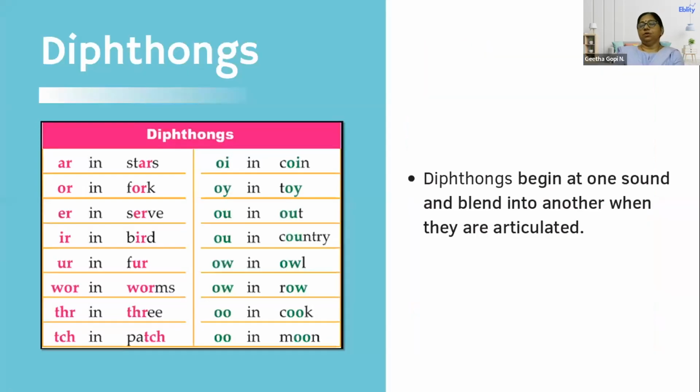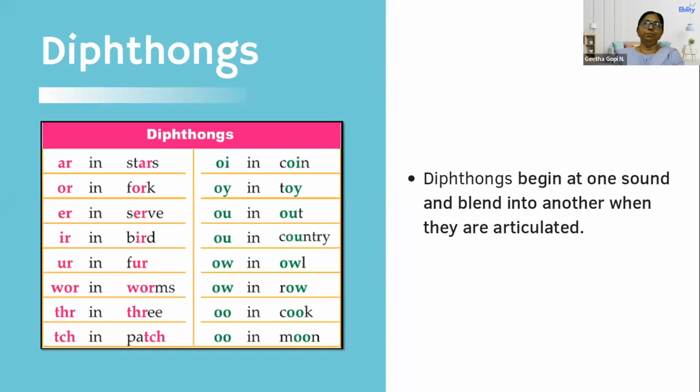And then diphthongs. Diphthongs are normally sound combinations that don't fit into either the long vowels or the digraphs and the blends. So they are completely different sets of vowel or vowel-consonant combinations which make completely new sounds. And usually these are categorized under diphthongs. But again, as I said, don't get confused.